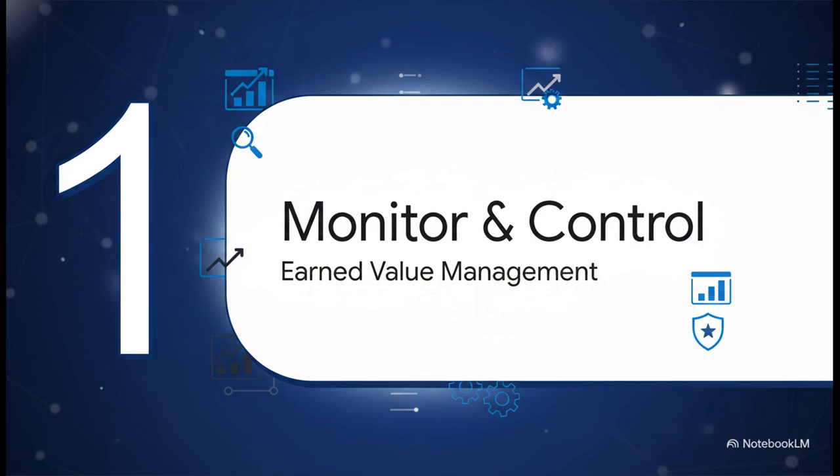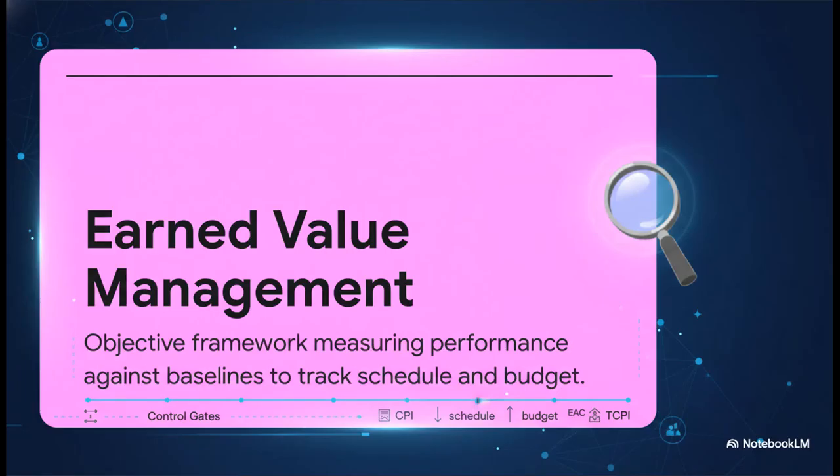Okay, up first, Section 1, Mastering Monitor and Control. To really nail this, we rely heavily on Earned Value Management, or EVM. Look, EVM is literally the gold standard for performance measurement. It's this totally objective framework that measures exactly how your project is performing against your approved baseline. It answers 3 massive business questions. Are we on schedule? Are we on budget? And, realistically, where are we going to end up?